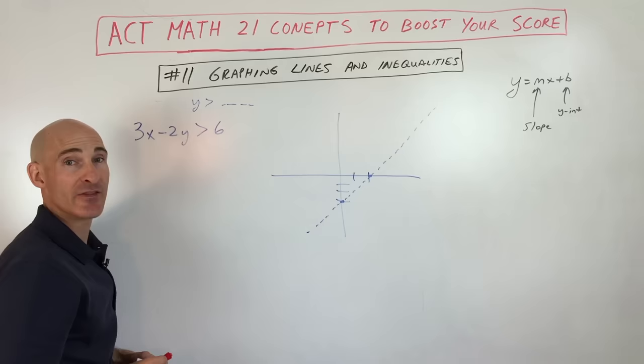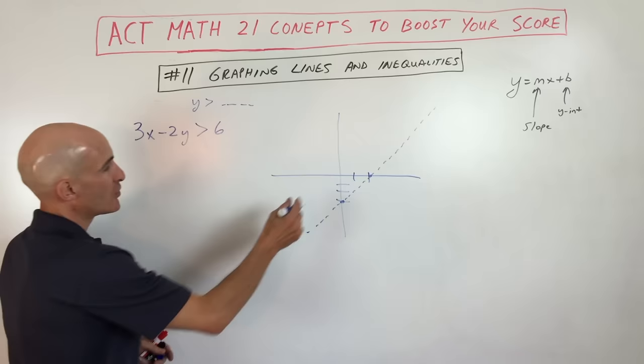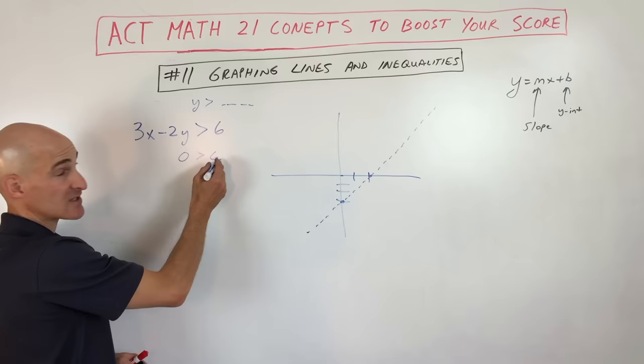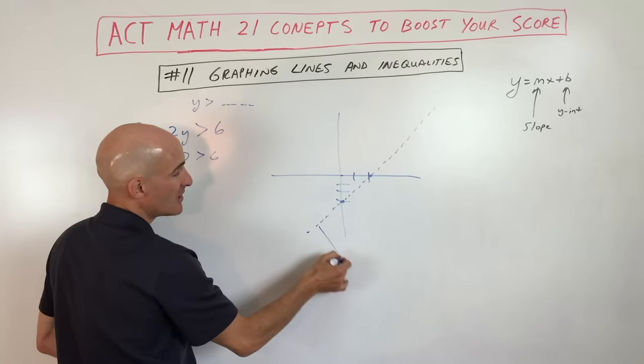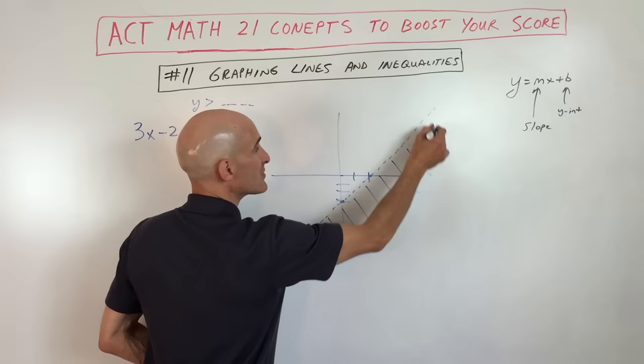But here, what I would do is a test point. I'd say, well, let me put in the origin here, 0, 0. If I put 0 and 0 in for x and y, I get 0 is greater than 6. Is that true? No, that's actually not true. So where this point is, I don't want to shade on this side of the plane. I want to shade on the other side. So I'm going to shade, and that's going to be the solution set for this inequality. Any point in this region will make this inequality true.